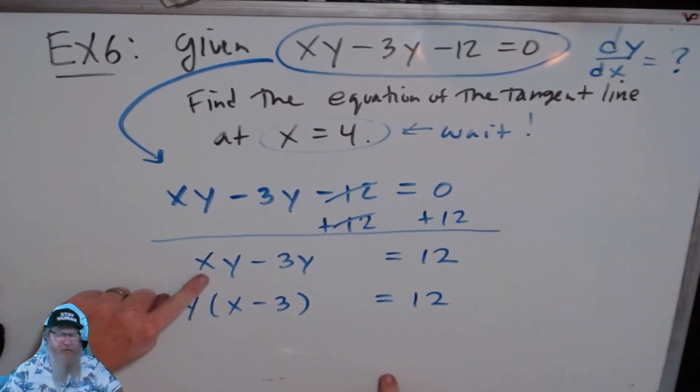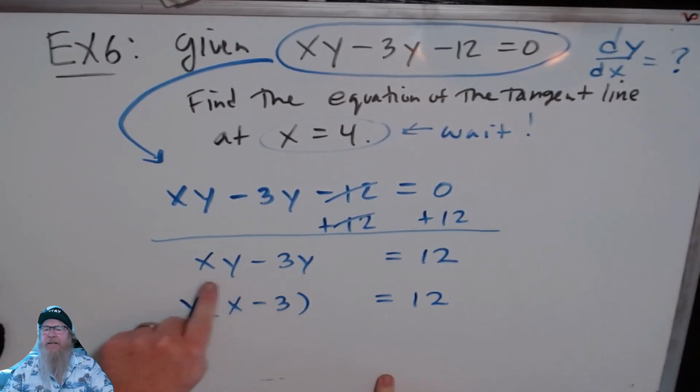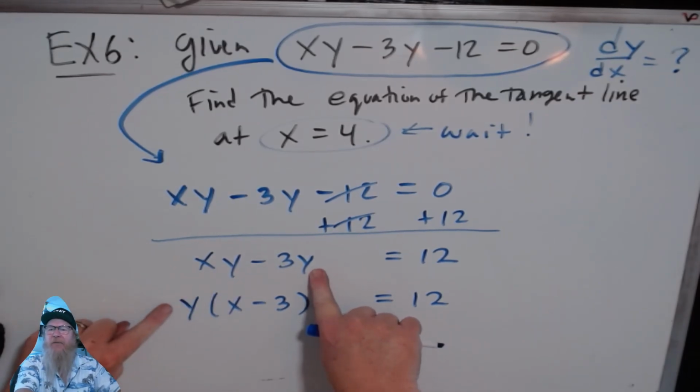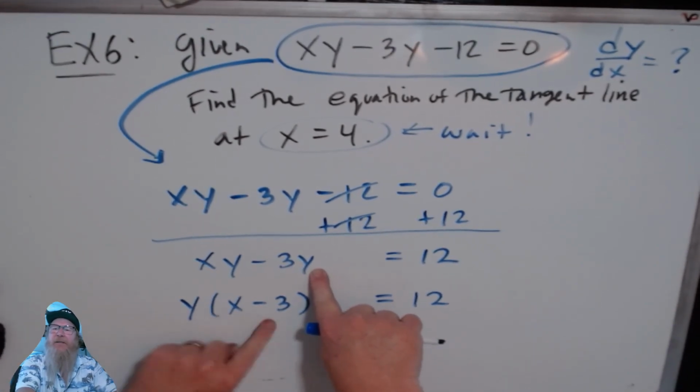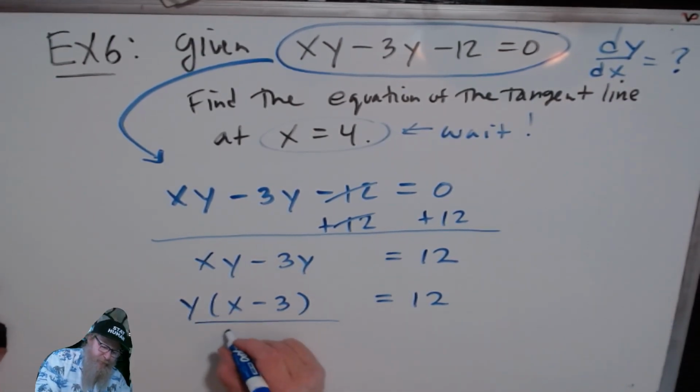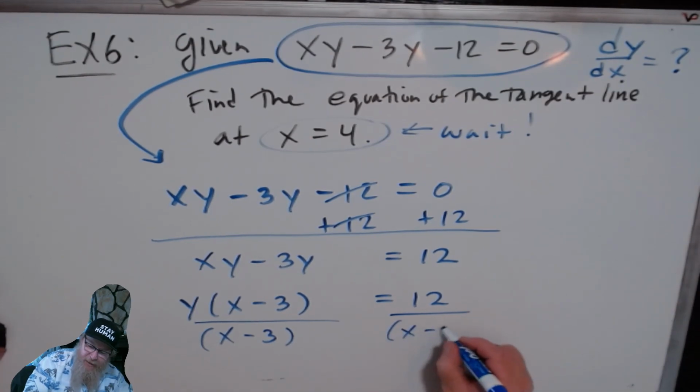Quick review of two-term factoring called greatest common factoring. These both have the same factor of y, so I pull it out to the front. Even though there are two of them, remember the principle of factoring? This is like the distributive property. This y appears in both terms, so I only need to write it once. Then I divide both sides by x minus 3.